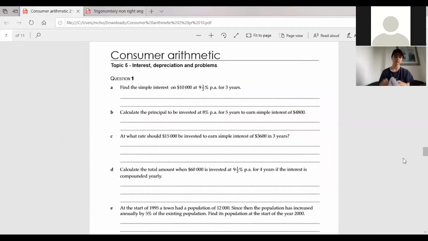So interest, depreciation, and problems. I don't know why this is "and problems." That should just be interest and depreciation problems. All right. Yep.